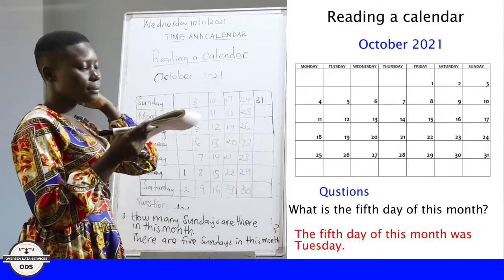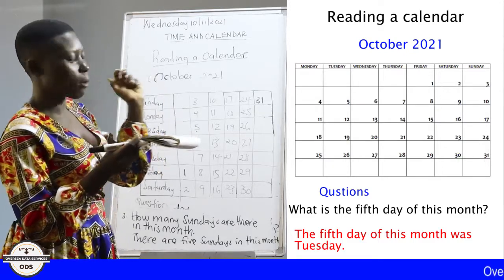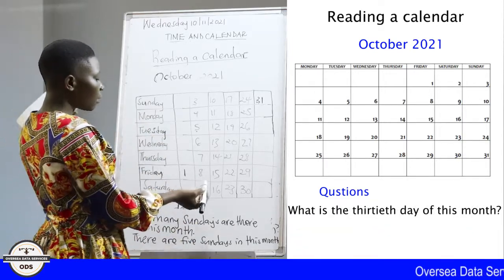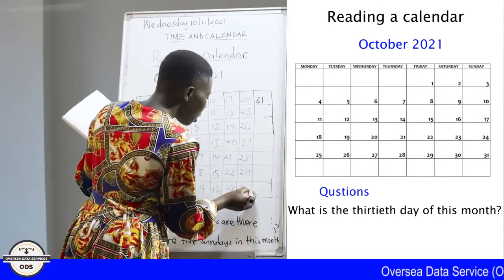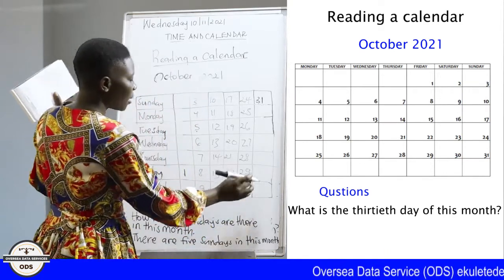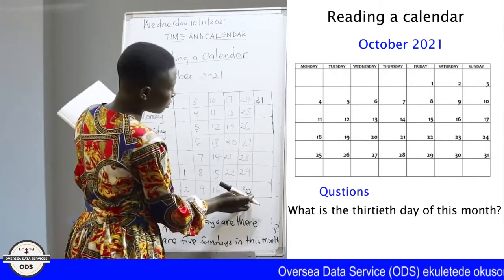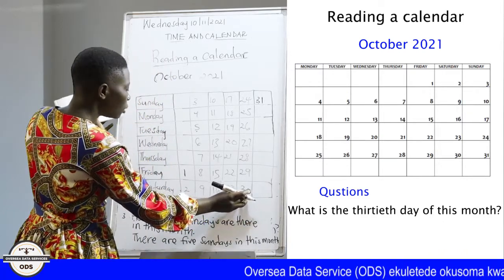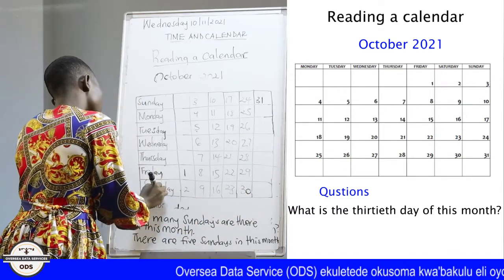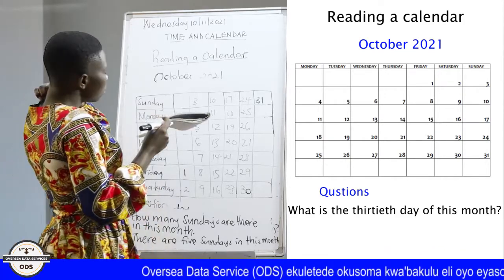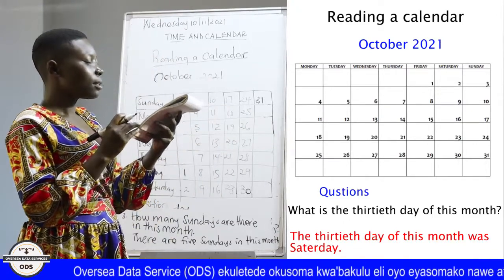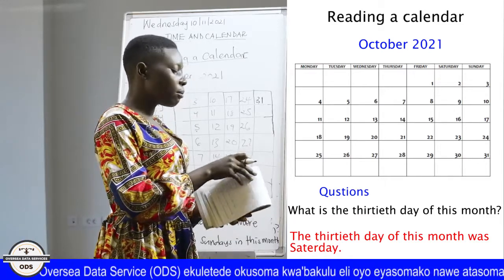If you know them, it's very easy for you to read it and to answer questions about a calendar. If someone asks you what is the 30th day of the month, of course, you have to count up to 30th, and 30th is here. Of course, you know how they write 30th. It is 3 and 0. You follow that column where 30th is, then you get the day. And the day was Saturday. Hope you can now answer more.